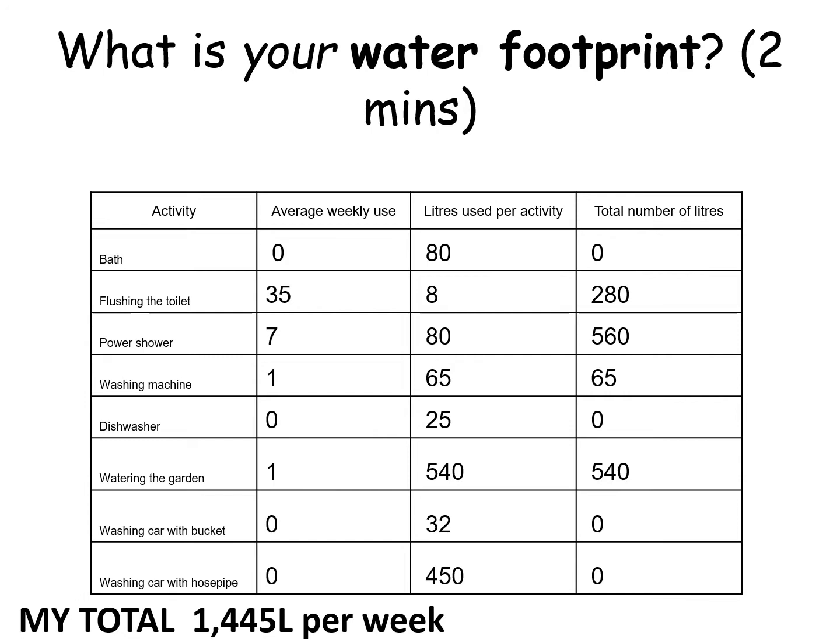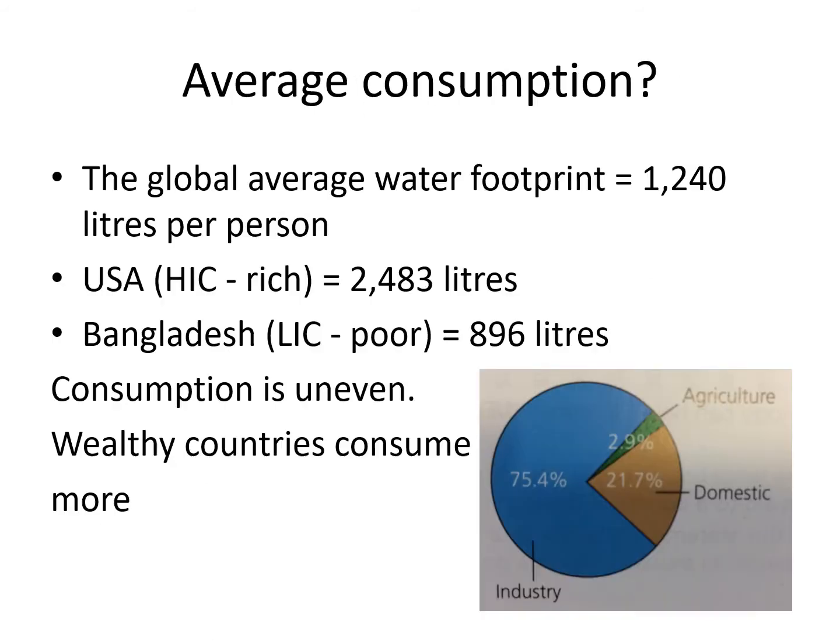Now, when you think about a massive bottle of Coke that you can buy from the supermarkets, you know, the ones that come in plastic, they're 2 litres, just to give you an idea. So I'm using 1,445 litres per week. It's a hell of a lot of water for one person. And you're probably something similar. Maybe you're more. Let's have a look at average consumptions.